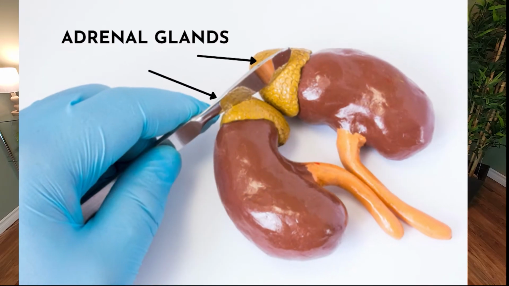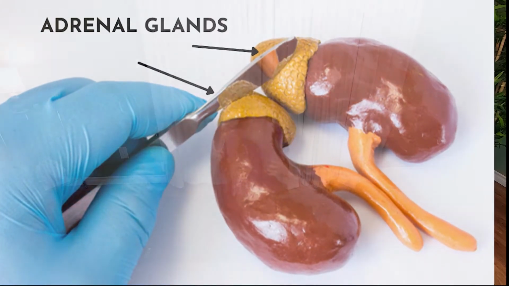Now, remember how I said that the kidney is inside the muscle? What else is in there? On top of the kidney sit our adrenal glands. Our adrenal glands control our stress hormones.